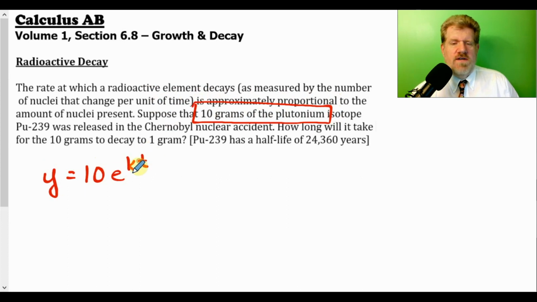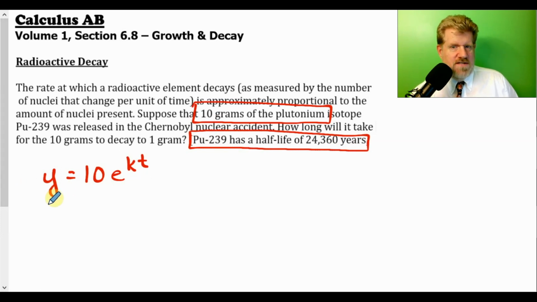Now we gotta look for that constant of proportionality. Well, here's my other fact. It has a half-life of 24,360 years. Now a half-life means half of it is left. So if we started with 10, in 24,360 years, there should be 5 left. And we know our time is going to be 24,360. Now we solve for k.